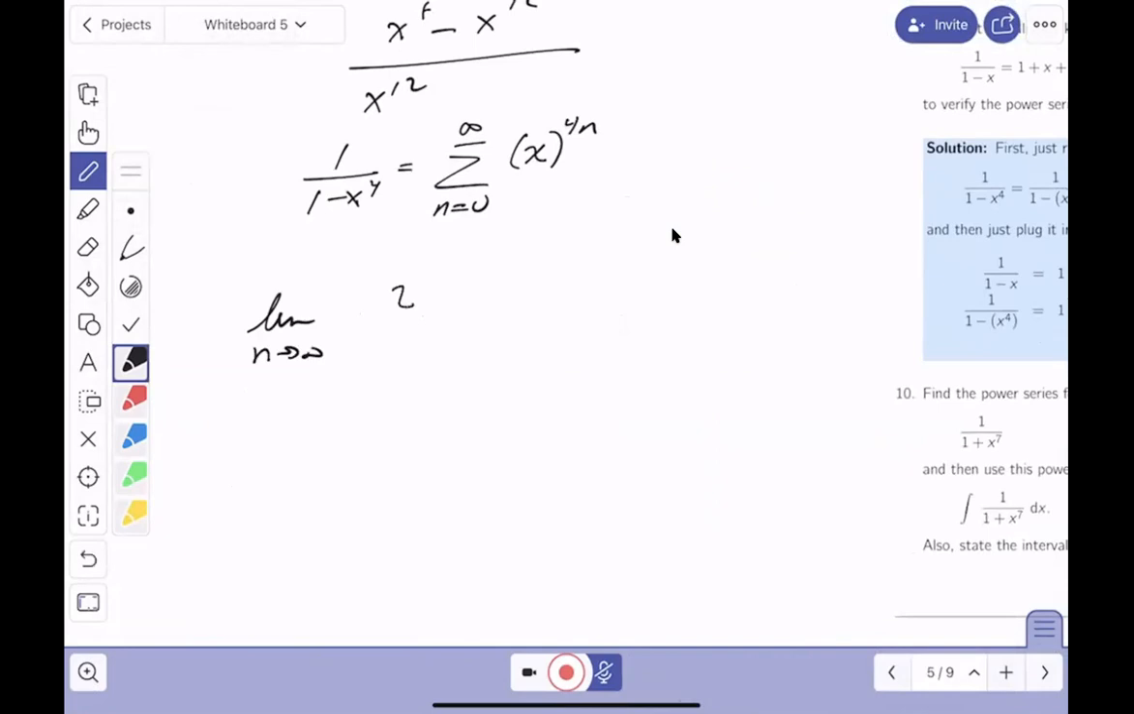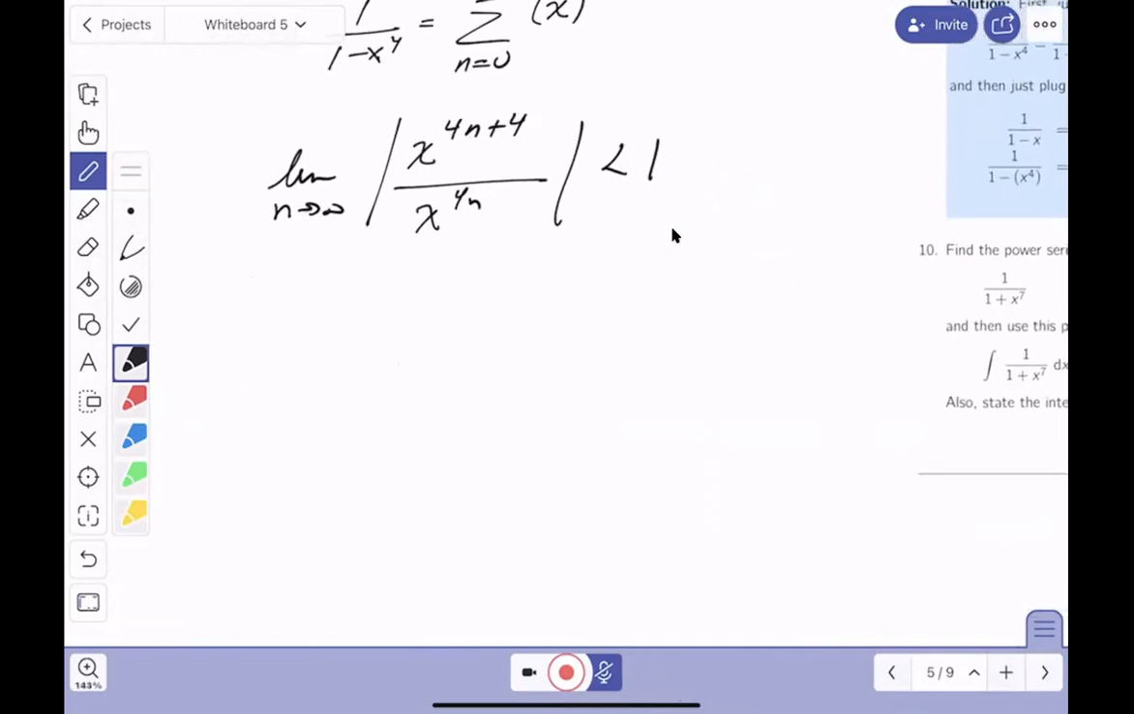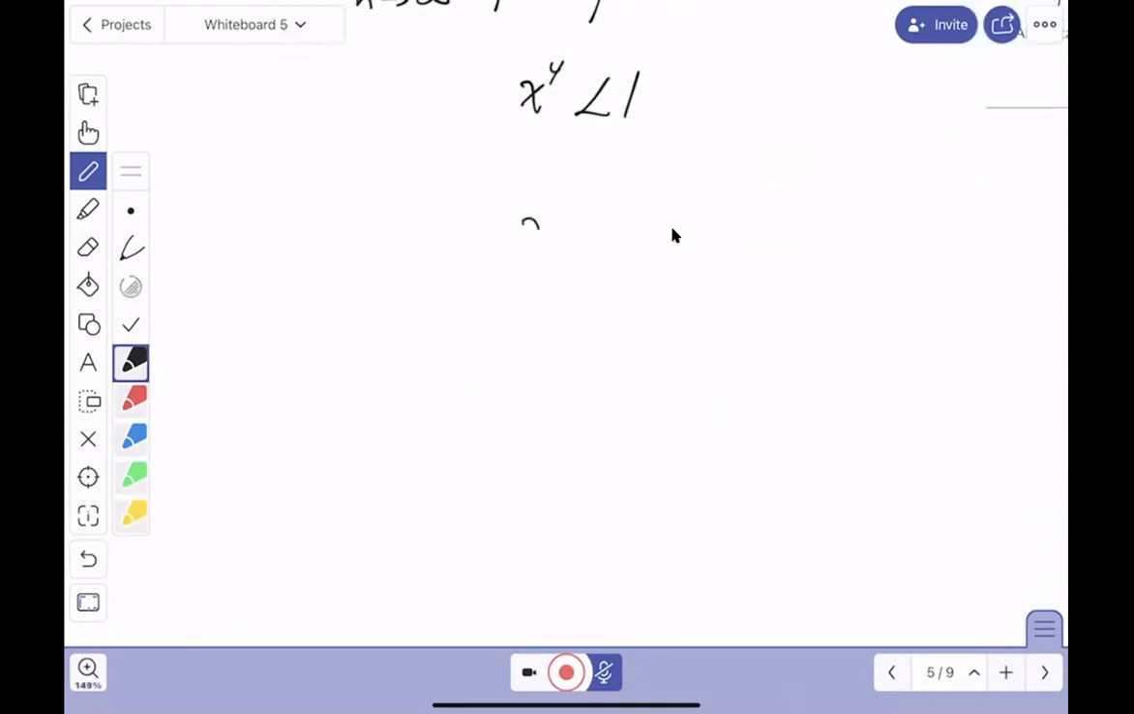What are you going to get? x to the 4n plus 4 divided by x to the 4n. I want that to be less than 1. And what do you get over there? Limit n goes to infinity. I've got to simplify that. What do you get over there? x to the 4th power. Nothing to do with n, by the way. So what do you get? x to the 4th is less than 1. What does that mean? x is between 1 and minus 1.